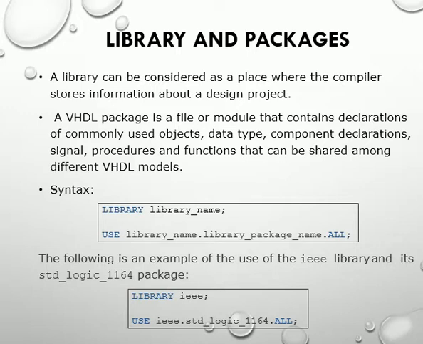But when we discussed packages, we did not discuss them in detail. So we will now focus on that part of VHDL programming. As I said earlier, we need to declare libraries when we are writing a VHDL program. Now, what is a library? It can be considered as a place where the compiler stores its information about a design project.